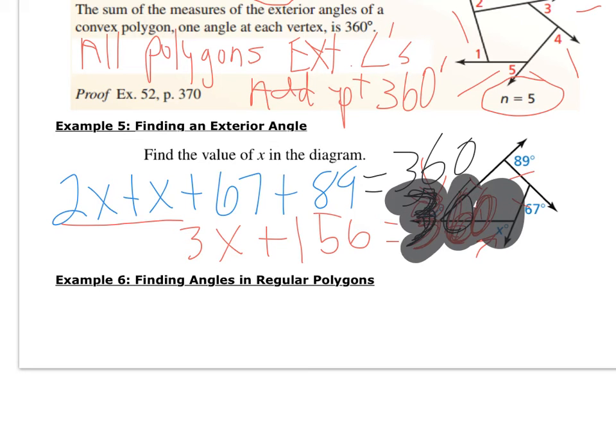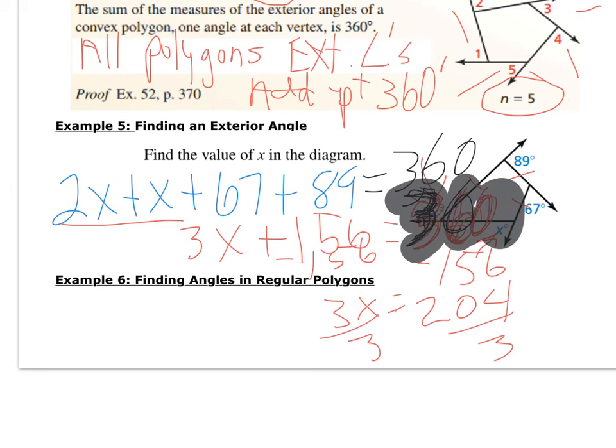All right, so now it's a two-step equation, right? I have 3x plus 156 equals 360. Well, what do I need to do? Yep, subtract 156. I'm left with 3x over here. And then I have to subtract the 156 off my humongous 360 there. And when I subtract that, don't I end up with 204? Right? So I have 3x equals 204. Divide by 3. And what do you get for x?